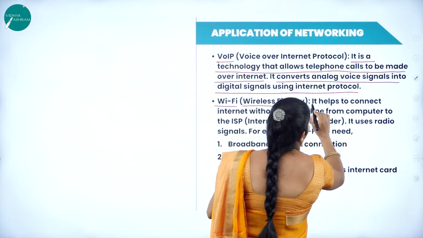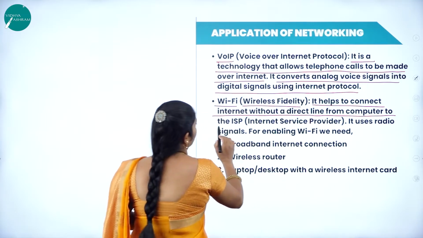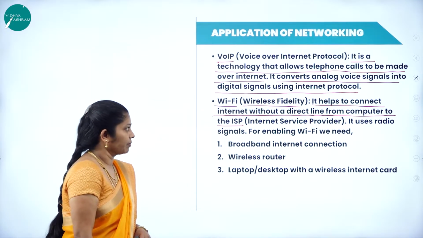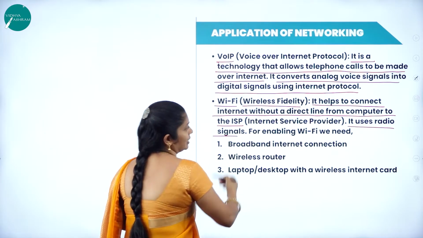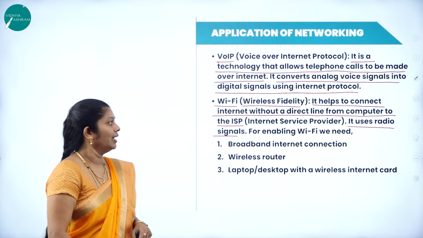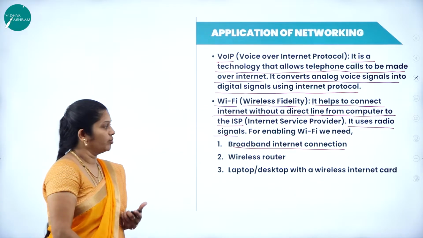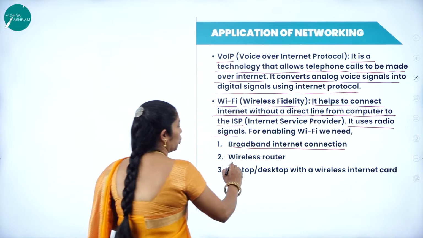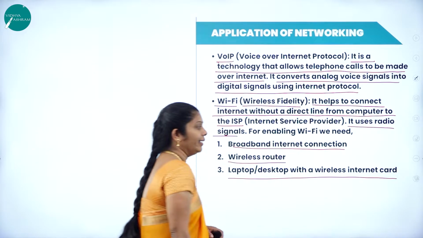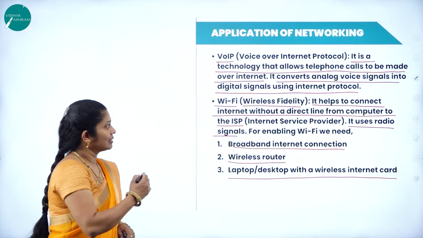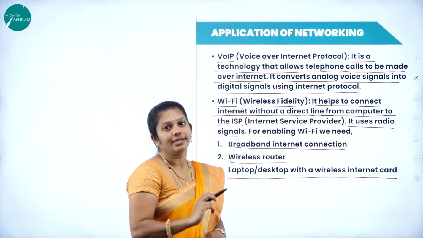Wi-Fi helps to connect to the internet without a direct line from the computer to the ISP, that is Internet Service Provider. It uses radio signals. For enabling Wi-Fi, we need a broadband internet connection, or a wireless router, or a laptop or desktop with a wireless internet card. This is regarding Wi-Fi. That means without any direct connection, we can access the internet here.